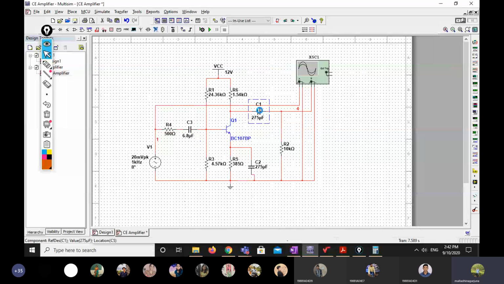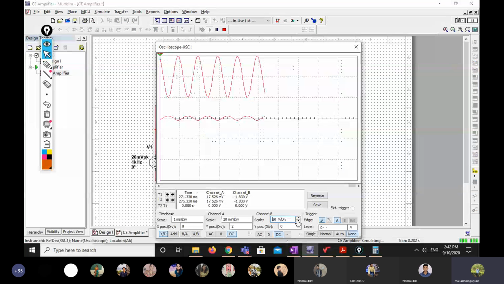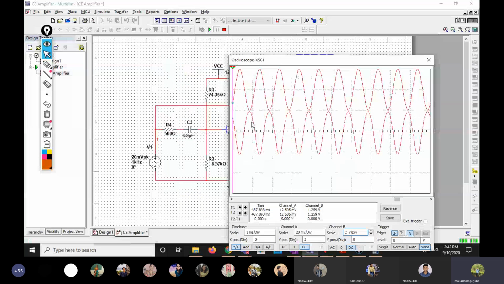Yes, this is my signal. And one more thing you can observe is the 180 degrees phase shift. Input is positive going, output is negative going. Input is negative going, output is positive going. I told you the CE amplifier exhibits a 180 degrees phase shift, and I told the reason why it is like that. So the phase shift is 180 degrees. This is the response of it.